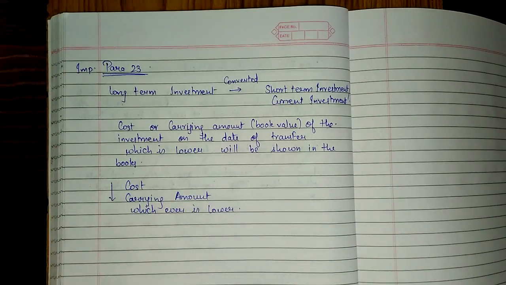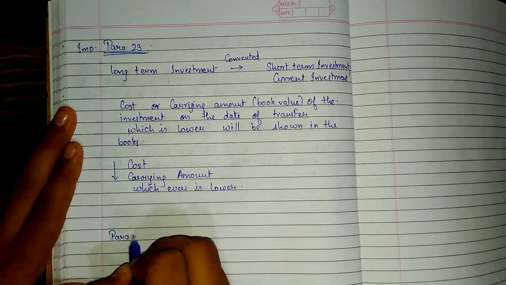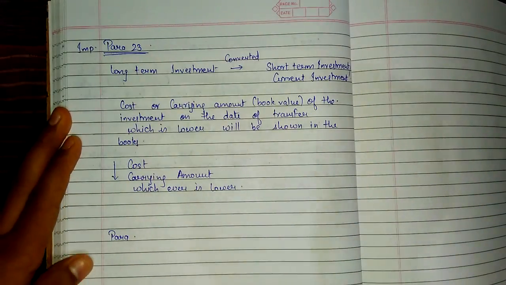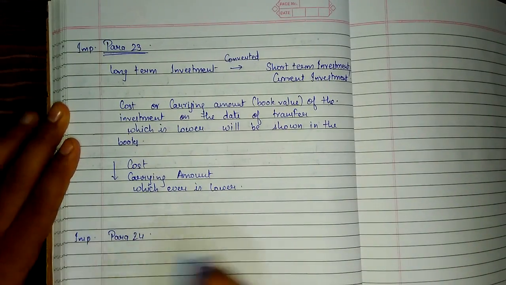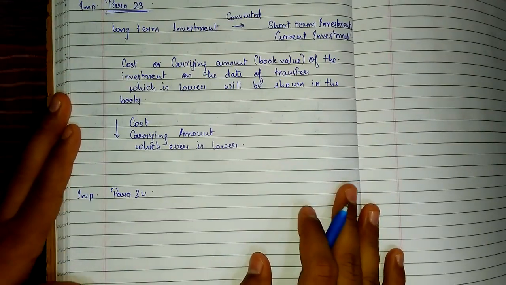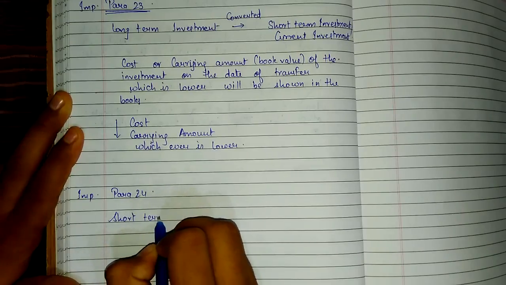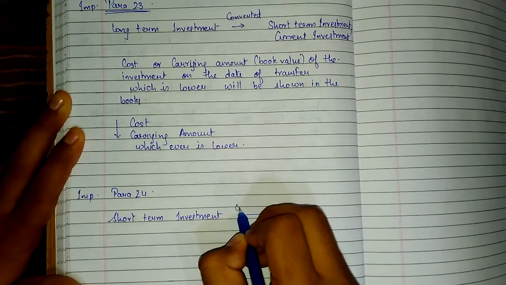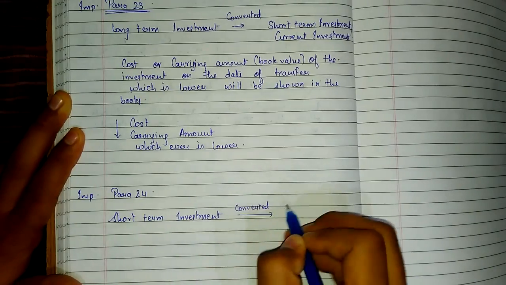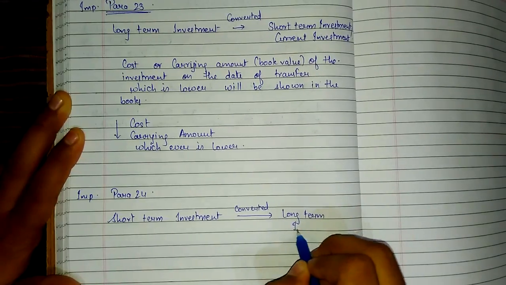Okay, so it was long term to short term. Now we'll see short term to long term. We have seen long term to short term, it was para 23. Now short term to long term is the next para only, para 24. It is also important. Don't write now, I'll give time to write. So I'll write: short term investment converted or transferred into long term investment.